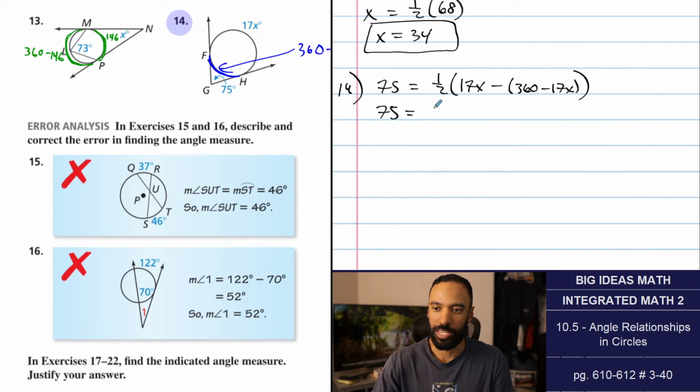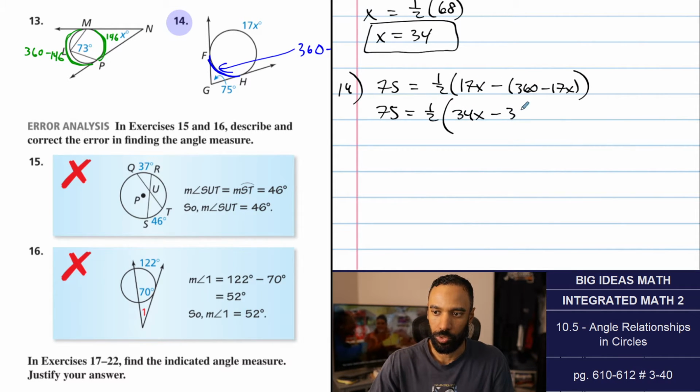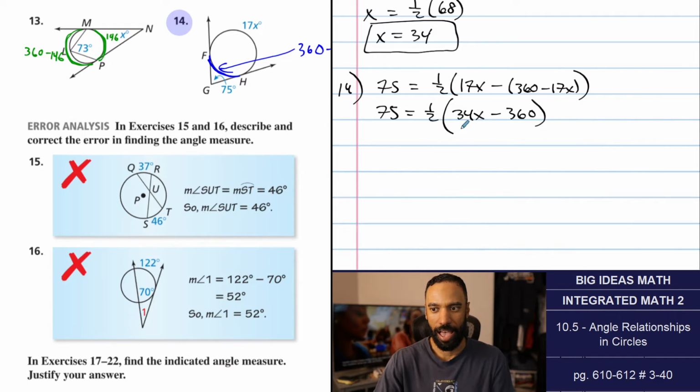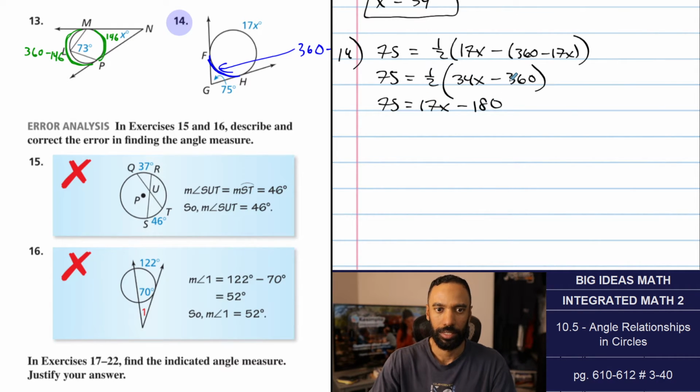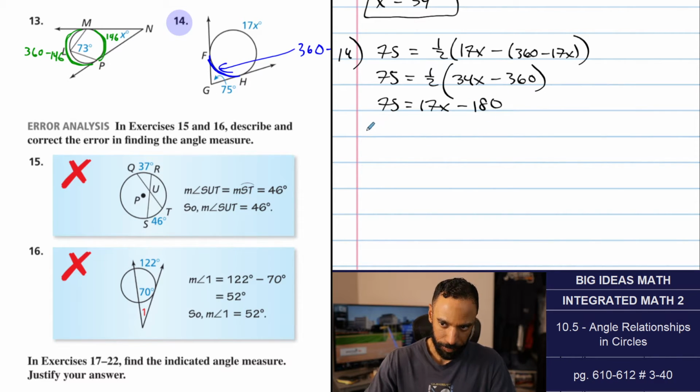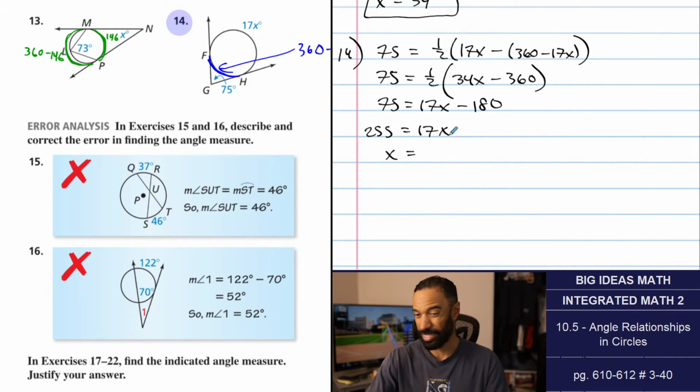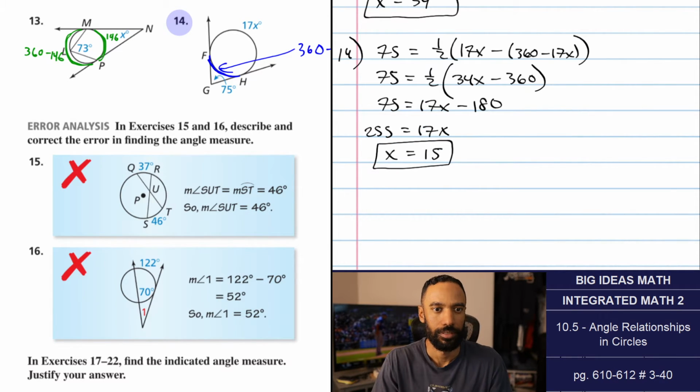So 75 is half. I probably should have doubled everything at this point. 34x minus 360. Actually, let's take half right here because I can distribute that. So I get 17x minus 180. Okay. So 17x minus 180, if I add 180 to both sides, I get 255. And divide both sides by 17, I imagine that's 15. It must be, actually. Yeah, I think that's going to be 15. So that's x equals 15. Okay.